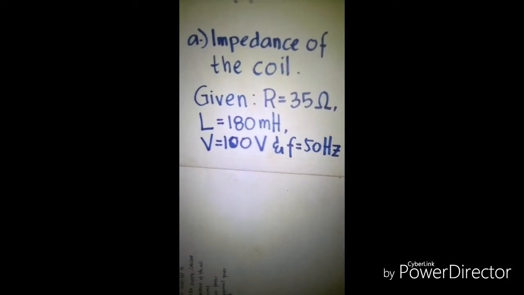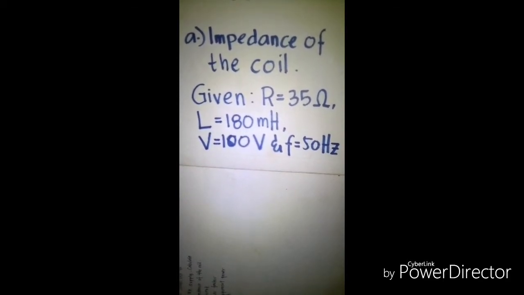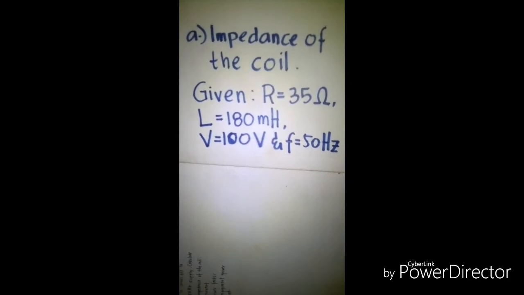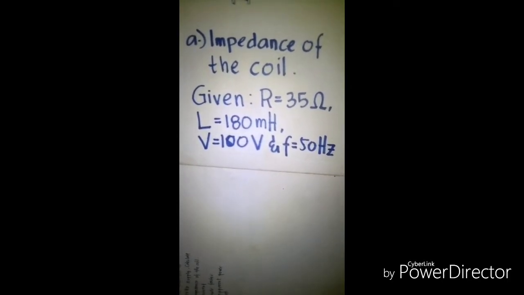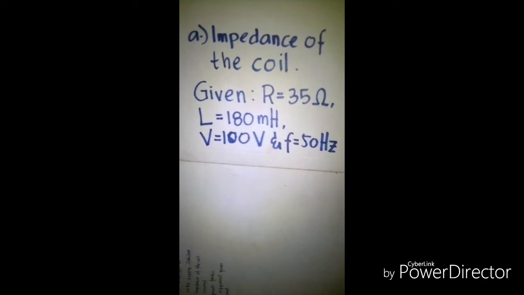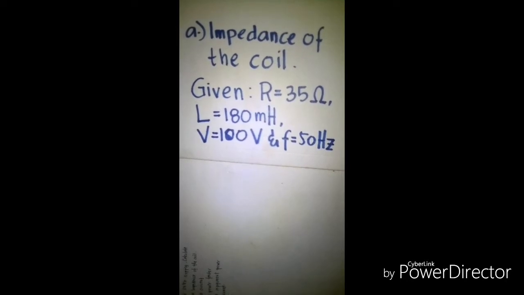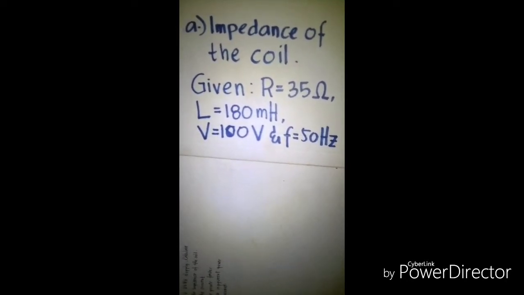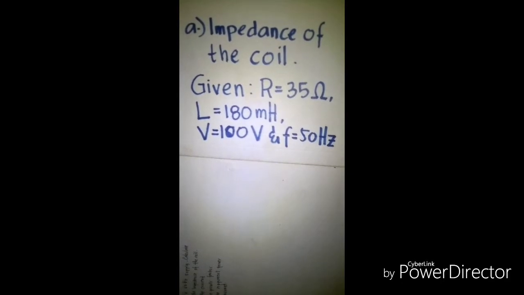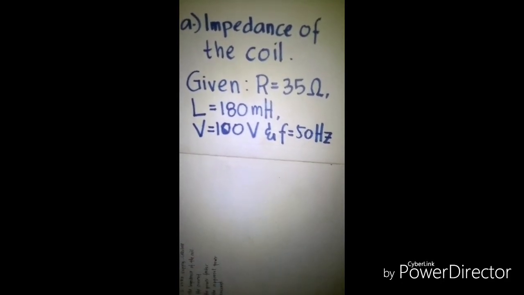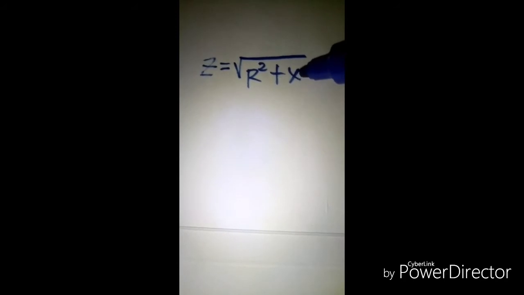And now, let's calculate the impedance of the coil. Given R is equal to 35 ohms, L, which is the inductance, is equal to 180 mH, V is equal to 100 volts, and F, which is the frequency, is equal to 50 Hz. We know that the formula of Z, which is the impedance of the coil, is the square root of R squared plus XL squared.